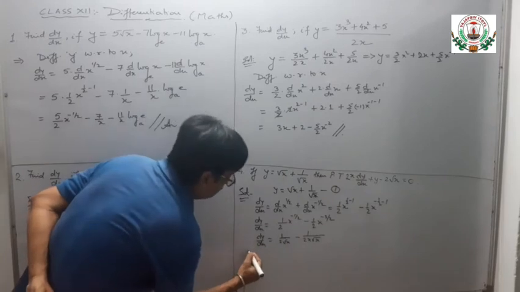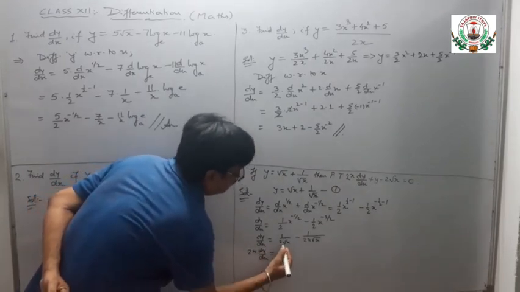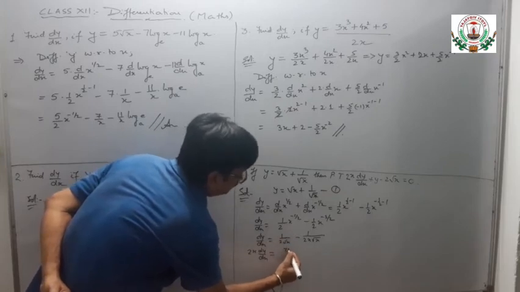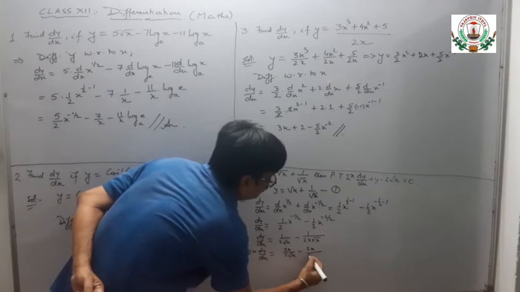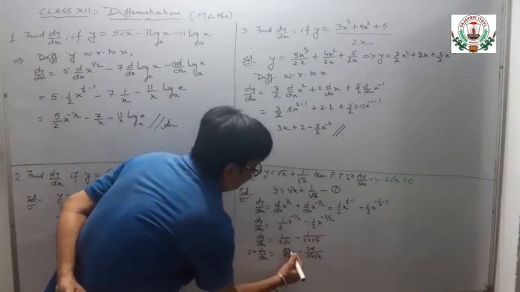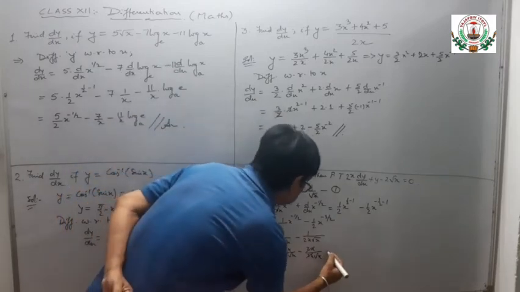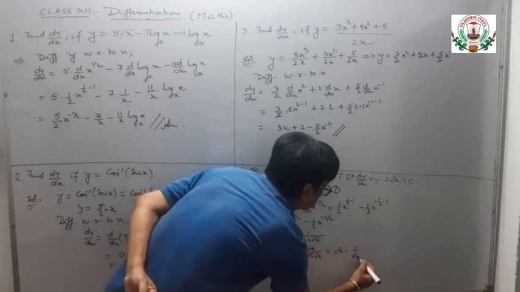Now I am going to multiply every term with this 2x dy by dx. When we multiply by 2x, 2x upon 2 root x minus 2x upon 2x root x, so 2x cancels, 2 and 2 cancel, and in the next step what remains is x upon root x minus 1 by root x.